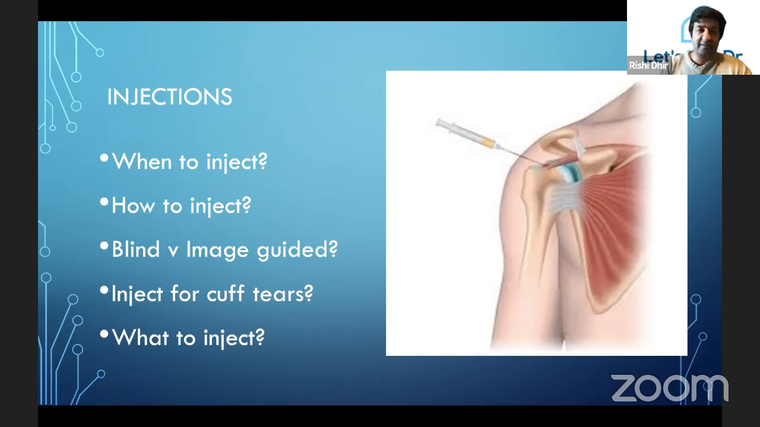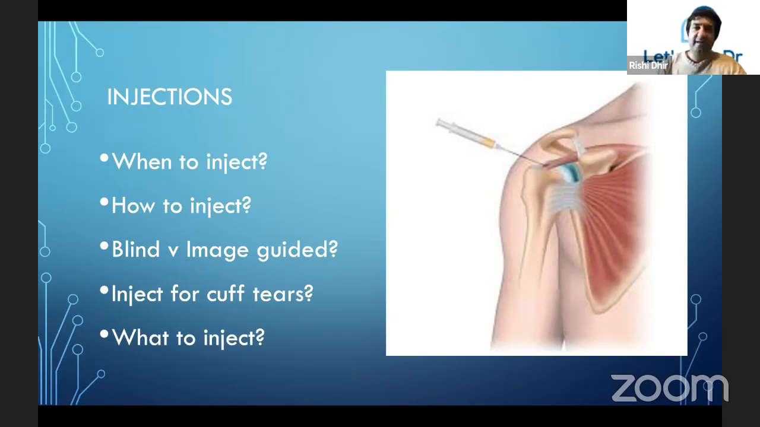You can inject other things such as Ostenil or hyaluronic acid, and there was a small randomized control trial by Len Funk in Wrightington, the UK, where he looked at depomedrone versus hyaluronic acid for subacromial impingement, and he said that actually there was no difference in the pain score between the two groups. It was quite a small study, but people would argue that hyaluronic acid doesn't damage the tendon, whereas steroid potentially can damage the tendon and make you susceptible to tears.